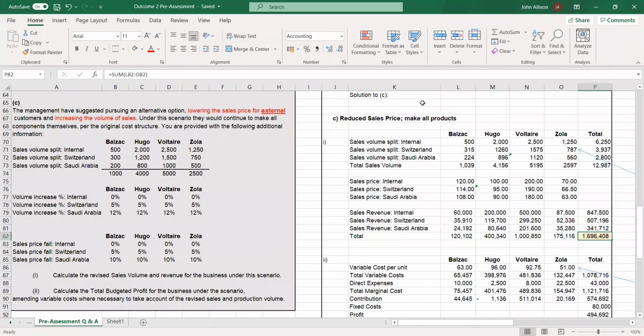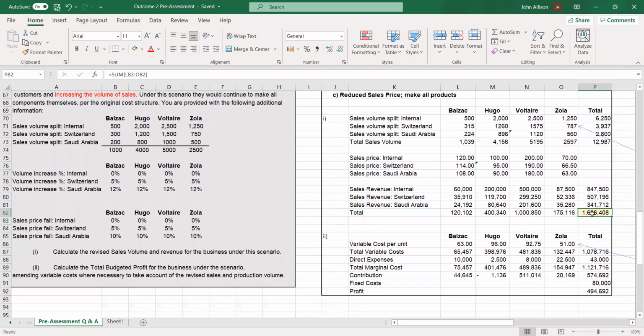Okay, so the last part of question C asks us to calculate the total budgeted profit for the business under this scenario. And then the variable costs were necessary to take account of the revised sales and production volume. So to calculate the profit, again, we're going to do sales revenue, which we've calculated as 1.96 million, 408. So we have to then take away the total costs.